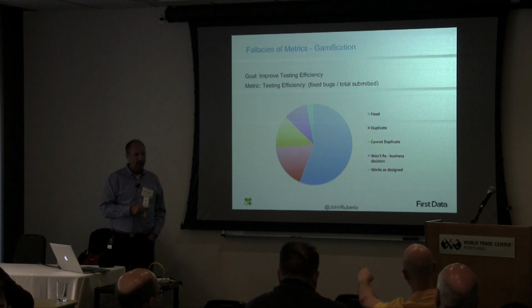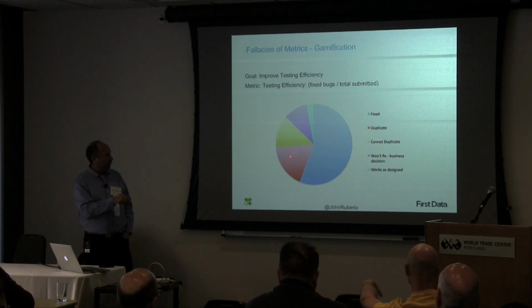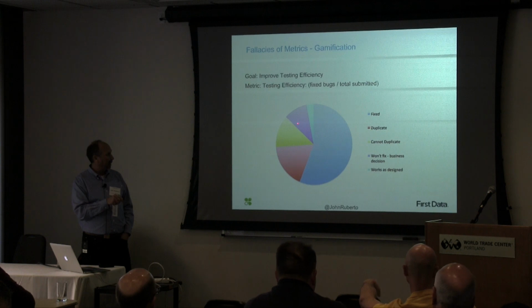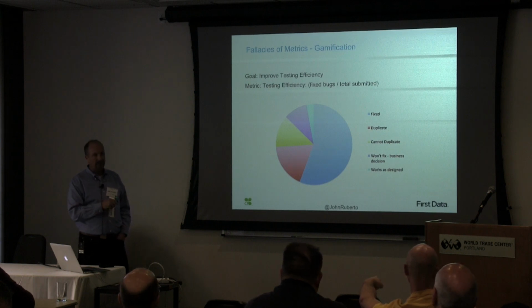How did you get there? Well, that's what I mentioned. For the duplicates, we did more searching. We did better communication on the cannot duplicates. And for the won't fix business decisions, we brought PM in to concur with those decisions. And PM would bump a lot of those back to the team and say, no, we're actually going to fix that.